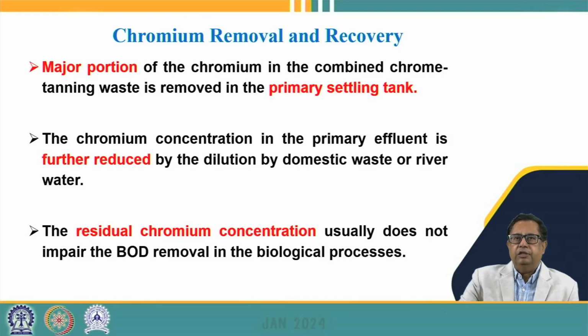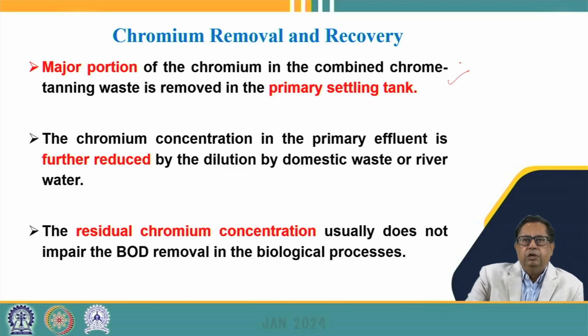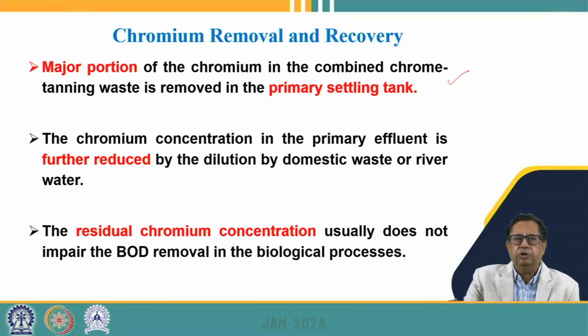So we have seen that the chromium is generated during the chrome tanning process, and this chromium 3 salts may go into the sludge that is generated, or the chromium 3 may be present in the wastewater that is generated from the chrome tanning process. We have already seen that the major portion of the chromium 3 may be removed in the primary sedimentation tank. For example, when we are having a combined chrome tanning waste, nearly 98% of the chromium 3 may be removed in the primary sedimentation tank, and it may come out as the primary settling tank sludge.